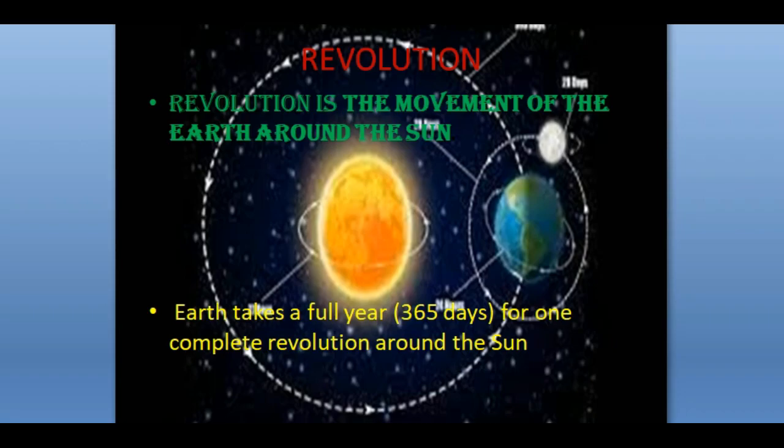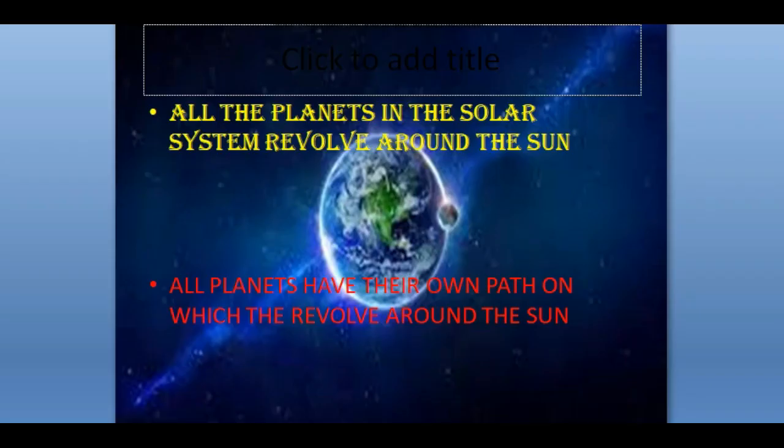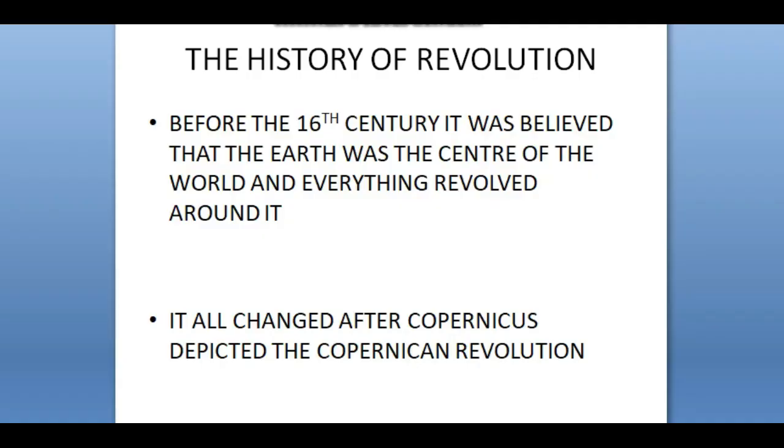That's a complete year. So now all the planets in the solar system revolve around the sun and they have their own path on which they revolve around the sun. They move on a particular path and they don't change it. So it's more like a ring, and the Earth is going on that ring and it's not going to break through it. So that is what we can keep as the path of the planets. So now we know about revolution, but how did the idea of revolution ever come into existence? So here is the history of revolution.